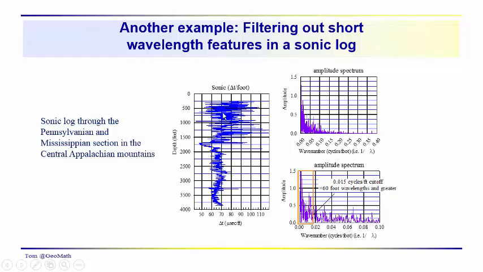So if we take the Fourier transform of this, in this case, this is not a time series. It's sampled at constant intervals of depth. We get wave number. So this is just cycles per foot. So we still refer to it as an amplitude spectrum. We've got really larger peaks over here at the longer wavelengths, and fairly low amplitude peaks at the higher wavelengths.